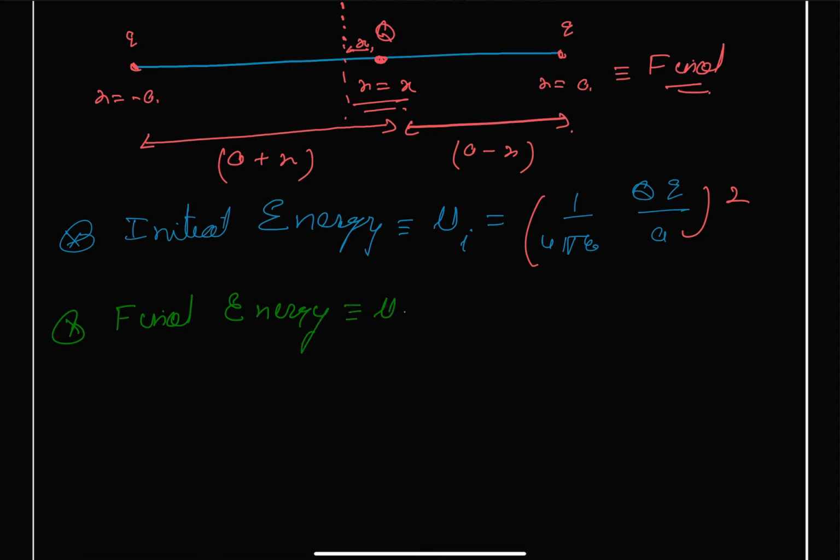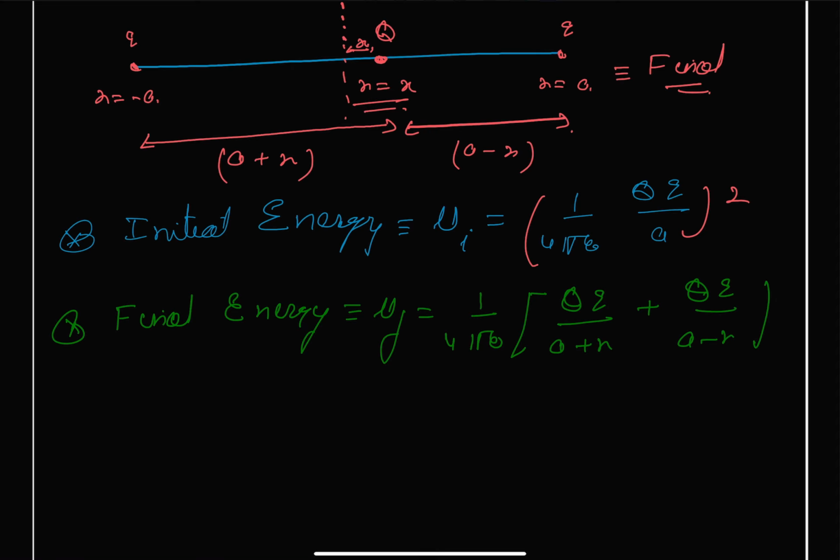Let us call that UF, and that will be equal to 1 upon 4 pi epsilon naught. Now the distance between the charges is different, so obviously it will be coming as, on the one side, a plus x, and this will be coming as a minus x. And we can just solve it.